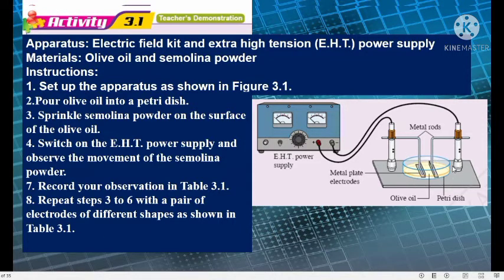So you can see this is a petri dish. Just pour some olive oil; you can also use cooking oil or castor oil. Then we have two electrodes. The electrodes can be a metal plate or a sharp end metal. They are connected to terminals, positive and negative. We want to observe what happens to the semolina powder once the EHT power supply is switched on.